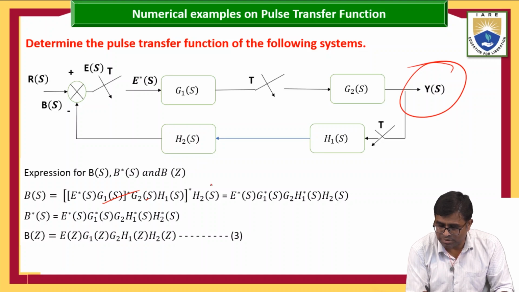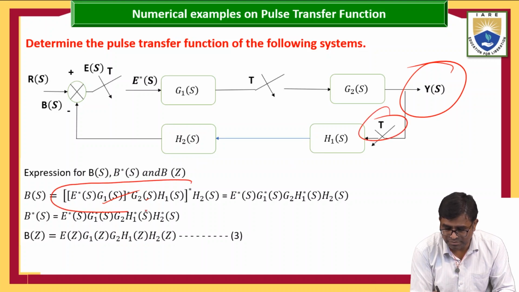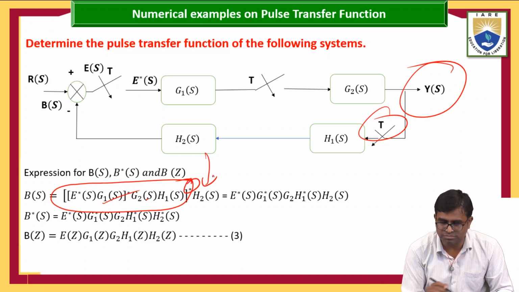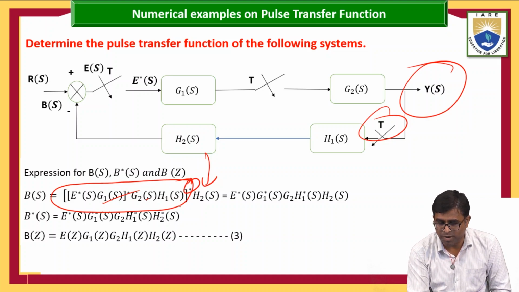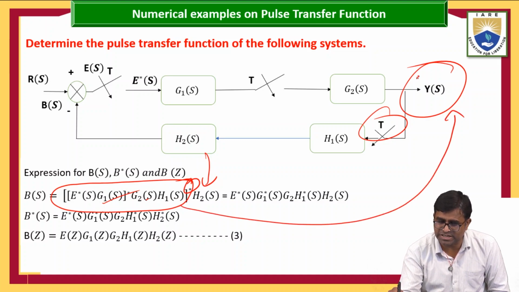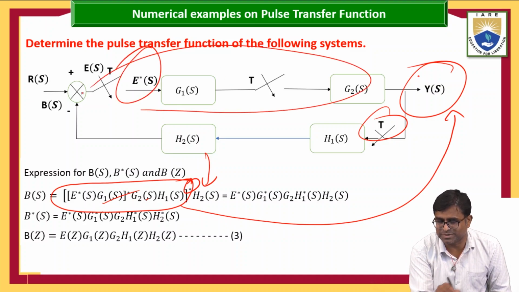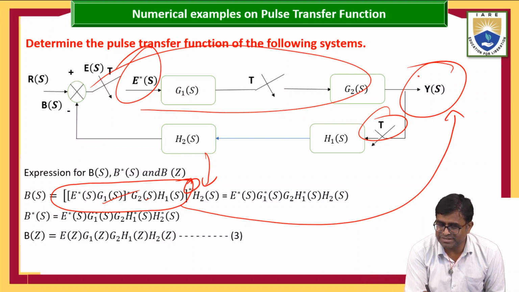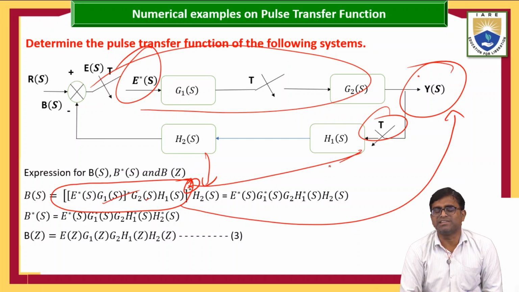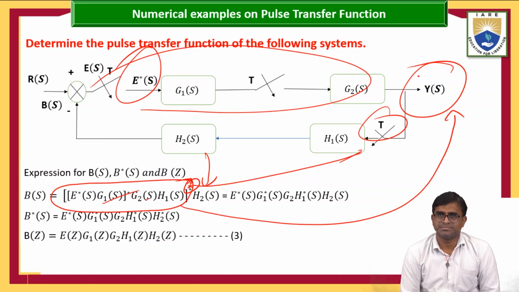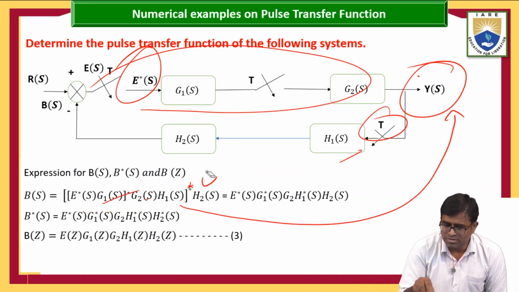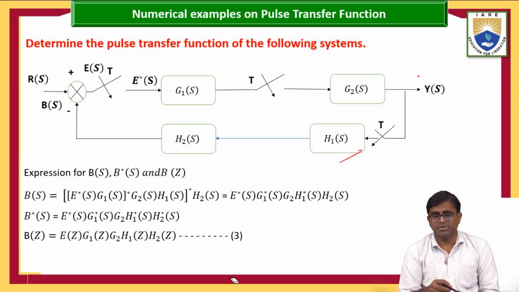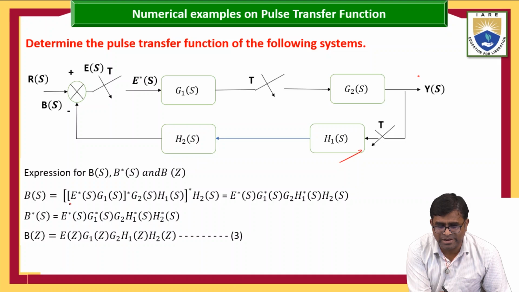After that, H1. After that, the pulse is applying for the total function. After that, H2. So this part is nothing but Y of Z. It includes this total series function. After that, H2. Why is the star coming here? I am applying the pulse here. Okay, so we have got this B of S value.